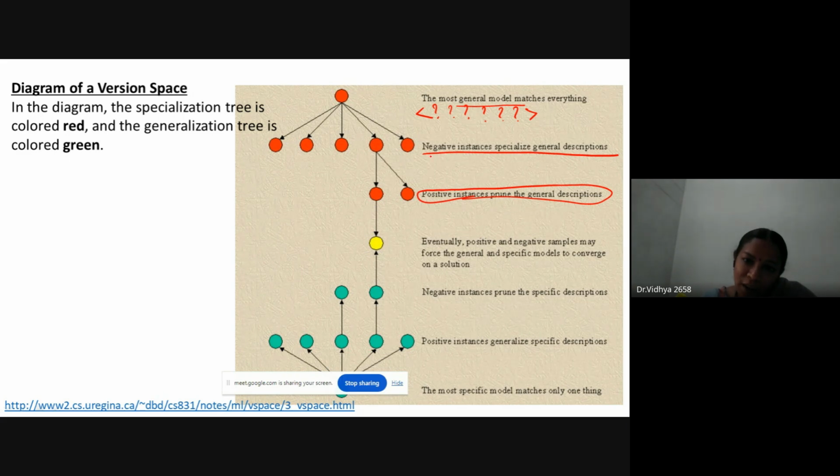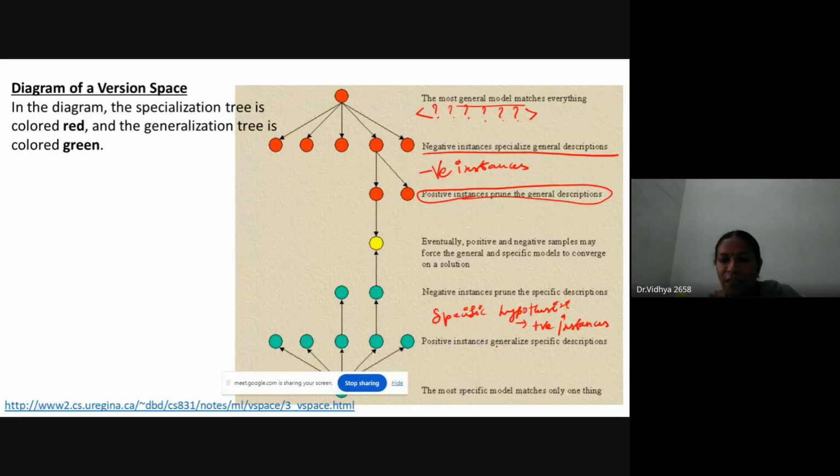The general hypothesis mainly depends on the negative instances. The specific hypothesis generally deals with the positive instances. You know what is meant by positive instances as well as negative instances, right? The most specific model matches only one thing.